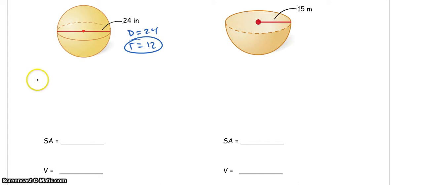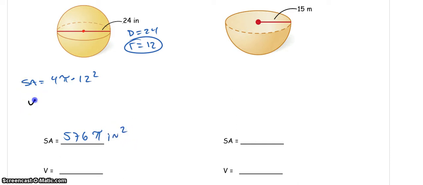So surface area is 4 pi times radius squared. 4 pi times 12 squared. 12 squared is 144, times 4 is 576 pi. My units are inches squared.